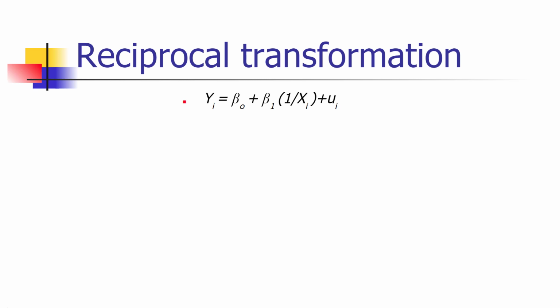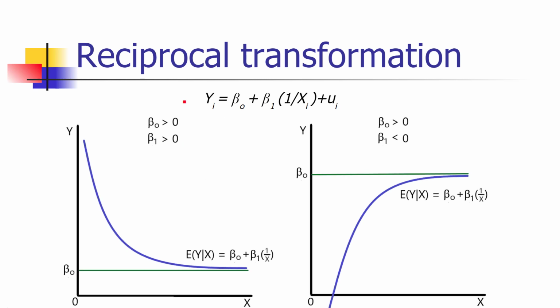And the obvious transformation is to create a new variable z, which equals 1 over x, and we substitute that into the equation so that we get a linear relationship between our dependent variable and this newly created variable z. But to understand this relationship, it helps if we look at some graphs. Here I've added two examples. The example on the left is one where beta 1 is assumed to be positive. The example on the right is where beta 1 is assumed to be negative.